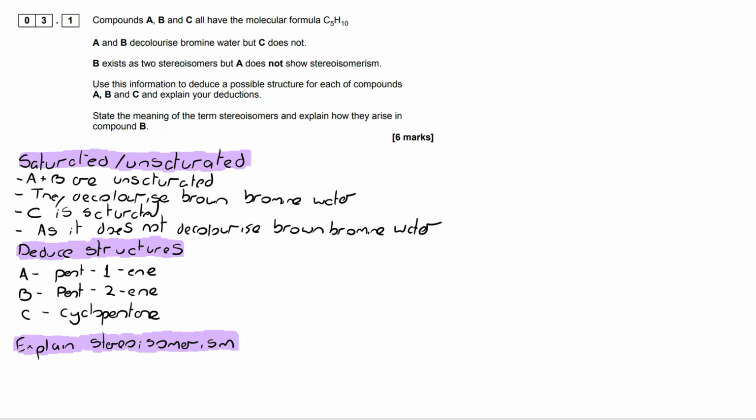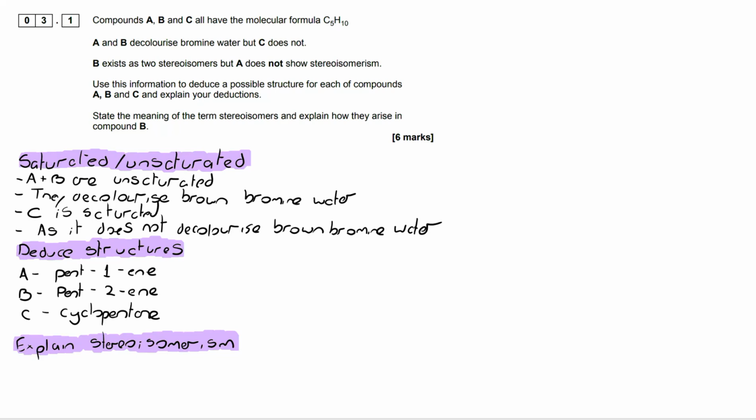So I've gone for cyclopentane here. You could have gone for methyl cyclobutane. It would still get you the mark. Now, what we also know is that A does not show stereoisomerism. So I've gone for the most obvious example there. It's going to be pent, and the double bond is going to be on the first carbon. That means that there'll be 2 H's coming off one of the carbons on the double bond. So we can't have a geometrical isomer, a stereoisomer. So pent-1-ene.